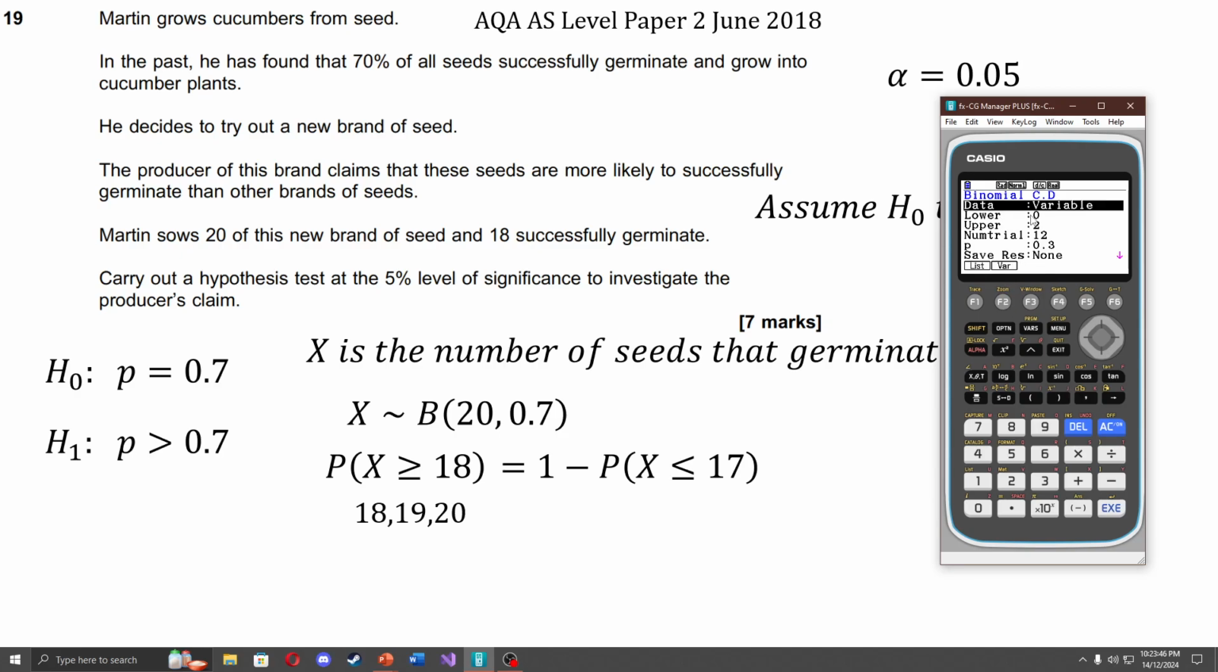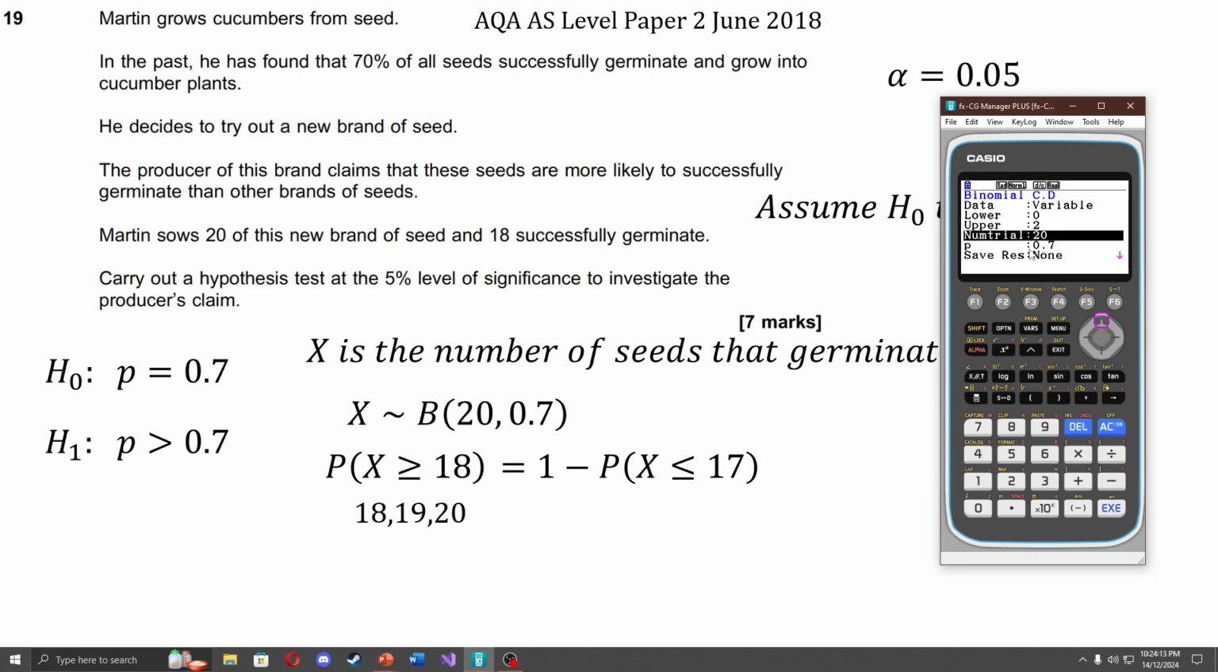Now here it might look different again. Your capital N will just be the number of trials. So in this case, n is just going to be 20. So let's put that as 20. Okay, the probability is 0.7.